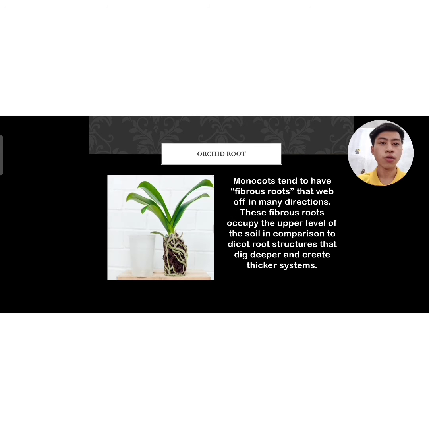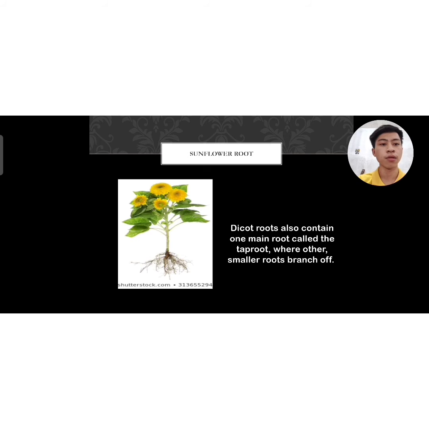Okay, so we have the example of monocots roots. This is the orchid plants. Monocots tend to have fibrous roots that web off in many directions. These fibrous roots occupy the upper level of the soil in comparison to dicot root structures that dig deeper and create thicker systems. And then this is the example of dicot roots. We have sunflower plants. Dicot roots are also one main root called the taproot, where other smaller roots branch off.